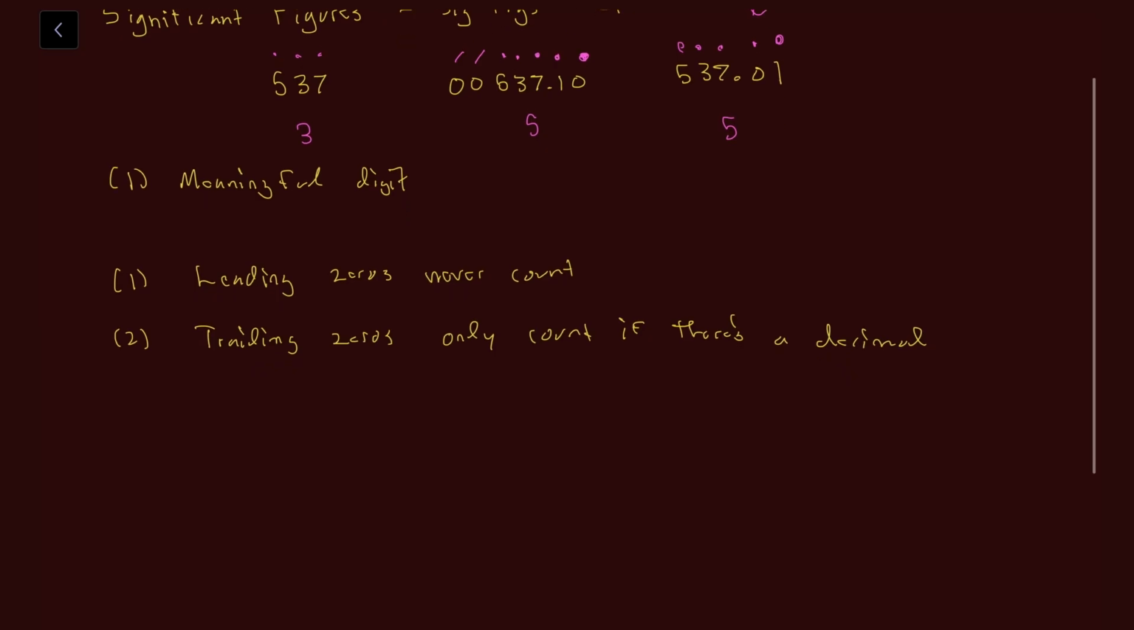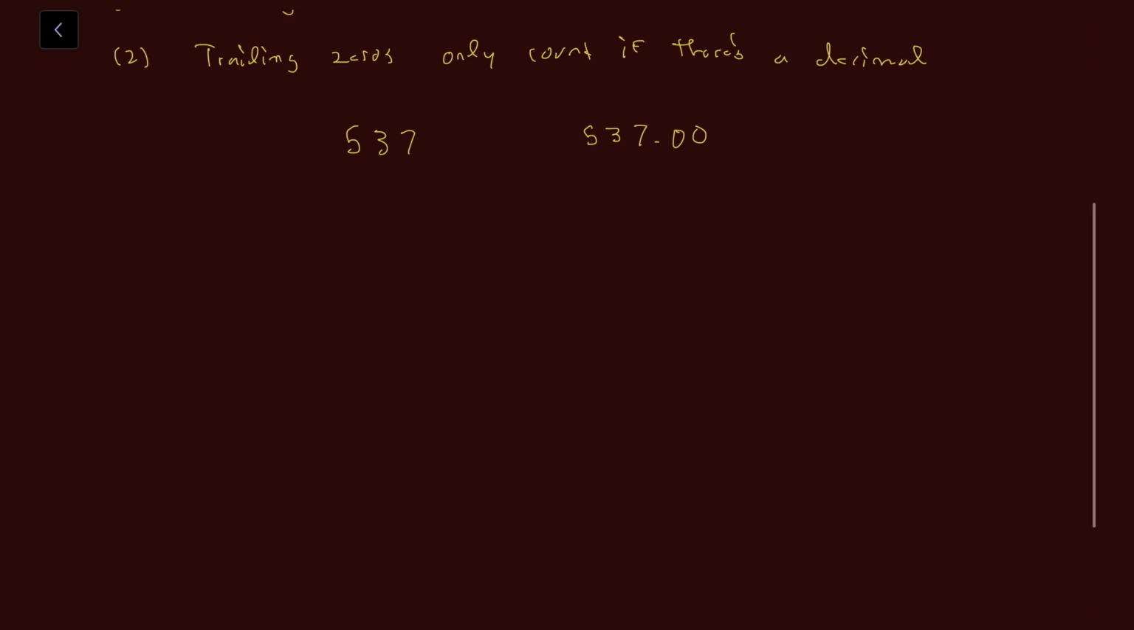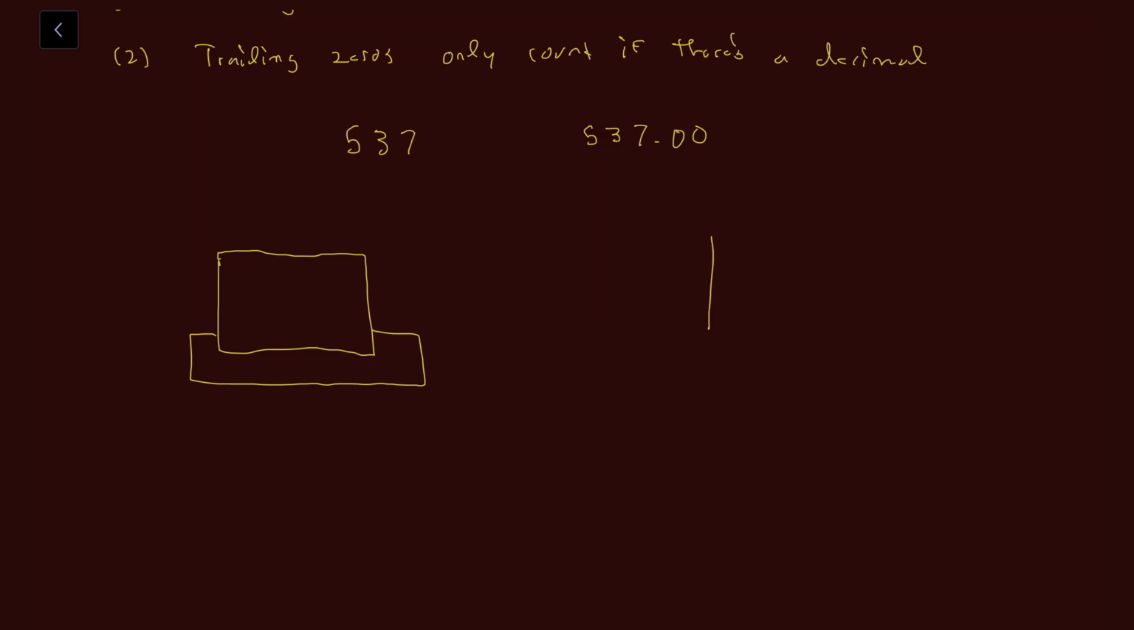Now, I want to underline the difference between these two numbers, 537 and 537.00. It is extremely important for us to understand why, although they have the same value, they don't have the same amount of precision. Let's take, for example, these two blocks. These are our blocks, and these are our scales. Let's say that this scale is only capable of weighing to the nearest whole number, but this scale is capable of weighing to the hundredths place.